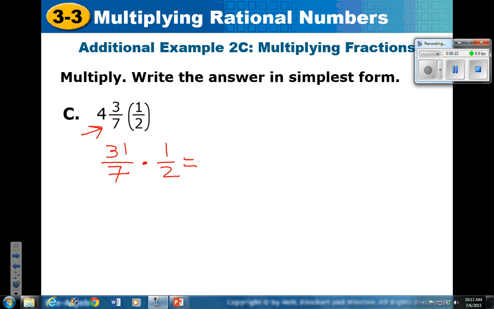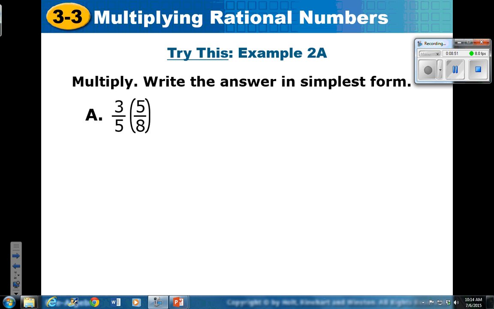So you just do 31 times 1 is 31. 7 times 2 is 14. That's improper. 14 goes into 31 2 times. That's 28, leaving us with 3 left over, 3/14. And 3/14 is already simplified. So our answer is 2 and 3/14.